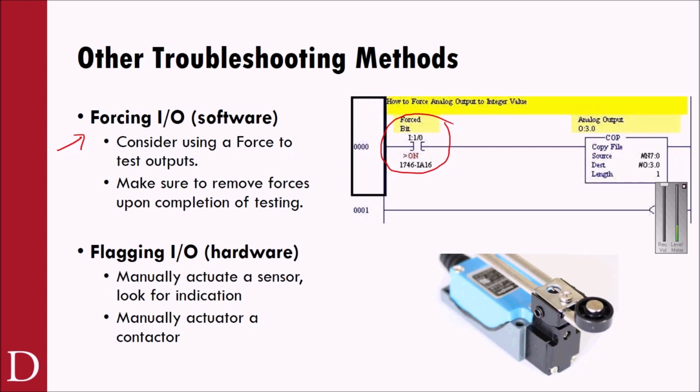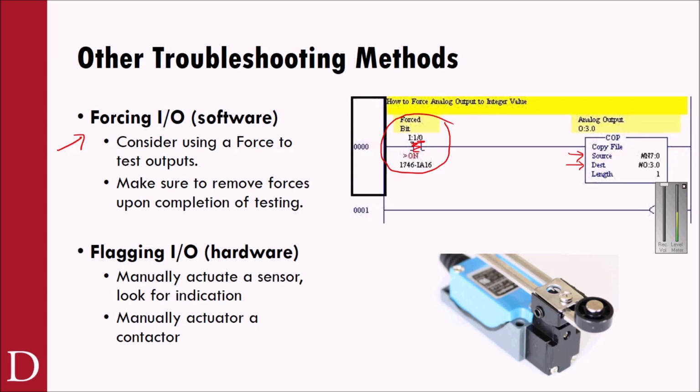I need to enable my forces, force the bit on, and when I force that bit on, I'm actually now taking whatever's in this source and putting it in this destination. Now I can look and say, is that in that destination? If it is, great. If it's not, then maybe there's a different problem.